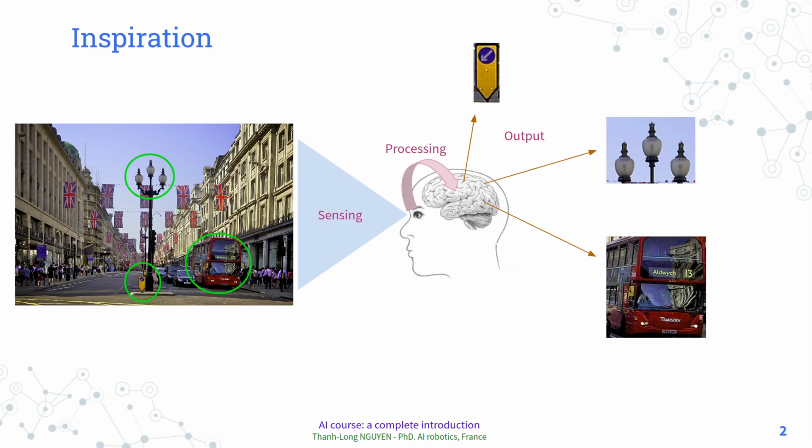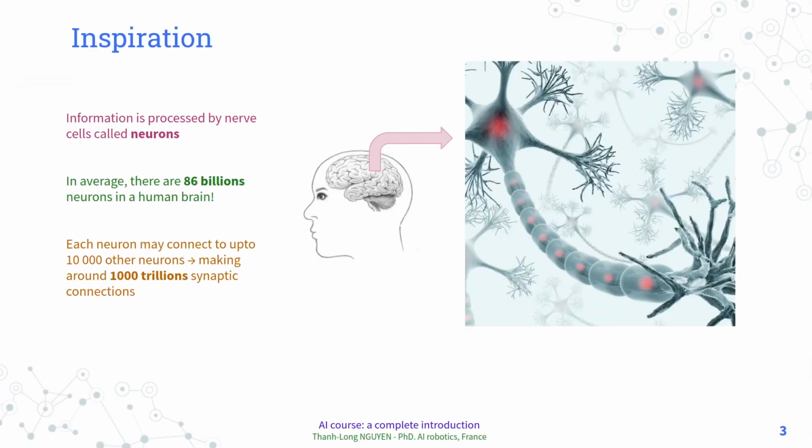For example, when you are driving, you have to read traffic signs in order to control your vehicle correctly. And sometimes, information needs to be processed in milliseconds. So, how can our brain do this? Here is the answer. Our brain is composed of 100 billion nerve cells called neurons.